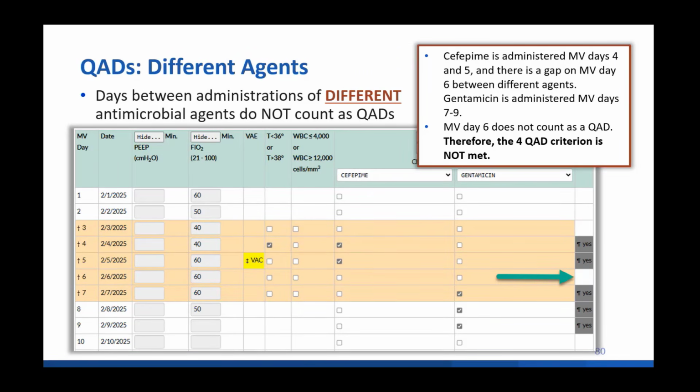Days between administrations of different antimicrobial agents do not count as QADs. In this example, cefepime is administered on mechanical ventilation days 4 and 5, which are QADs, and then gentamicin is administered on mechanical ventilation days 7 through 9, which are also QADs. However, there is a gap on mechanical ventilation day 6 between the different agents. Mechanical ventilation day 6 does not count as a QAD, therefore the 4 consecutive QAD requirement is not met.